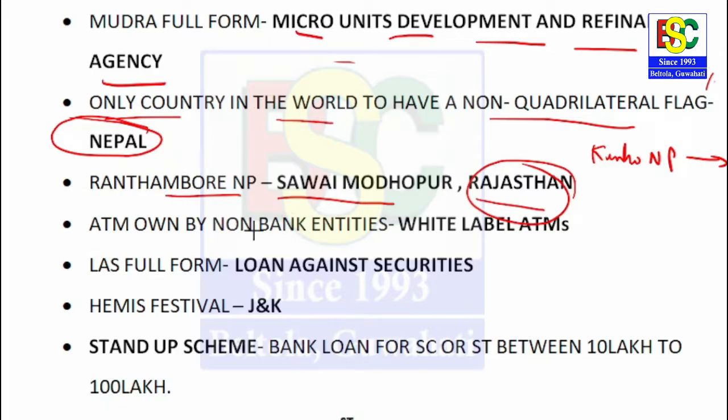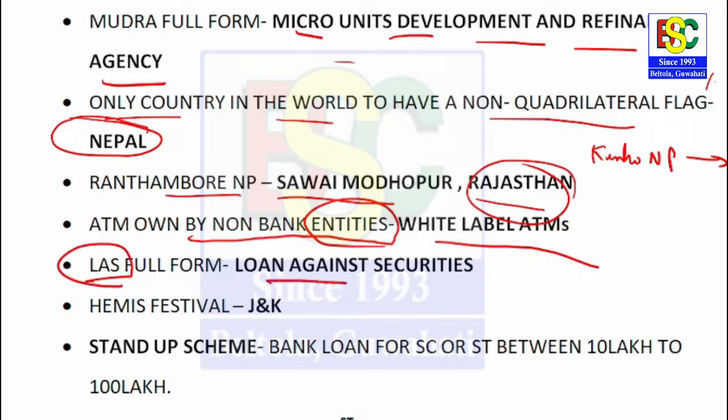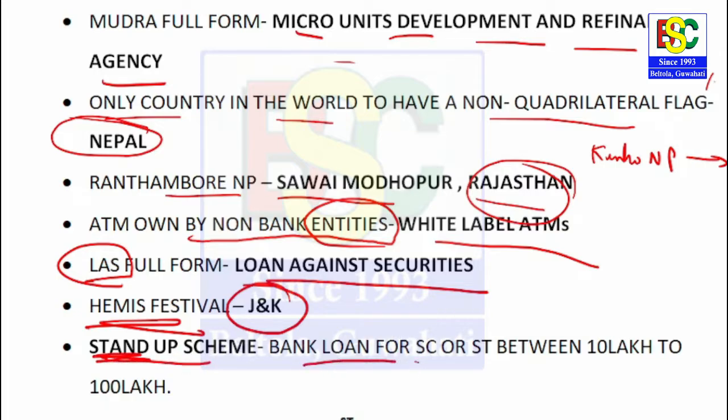What is a white label ATM? ATMs which are owned by non-banking entities are known as white label ATMs. What is the full form of LAS? Loan Against Securities. Next, Hemis Festival is celebrated in J&K. What is the significance of the Stand-Up scheme? It's a bank loan provided for SC or ST category people between 10 lakh and 100 lakh.